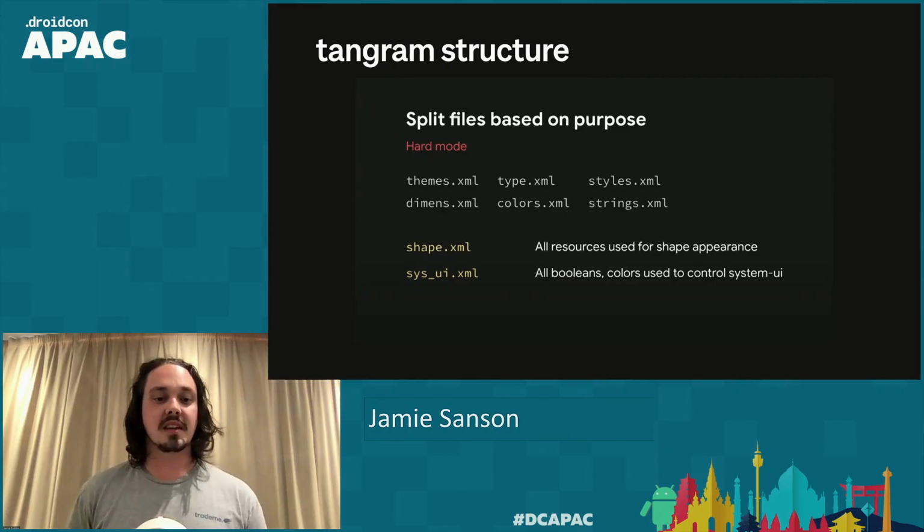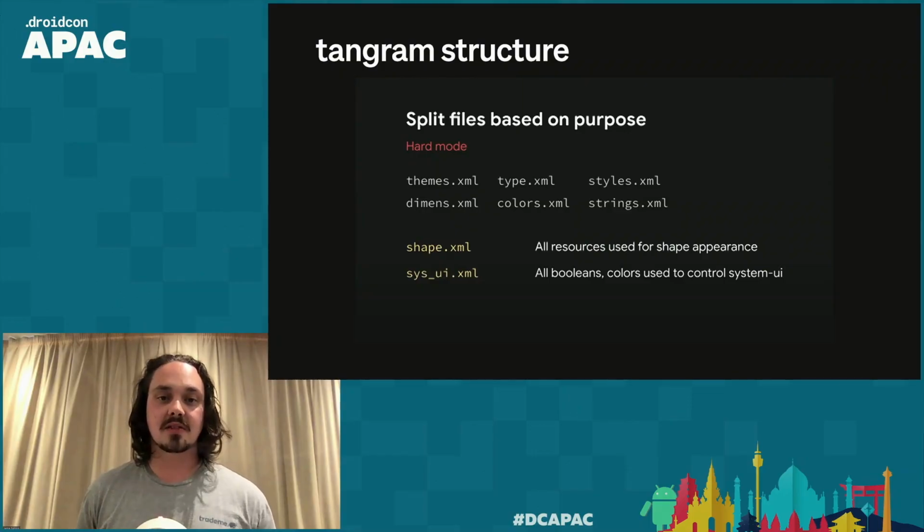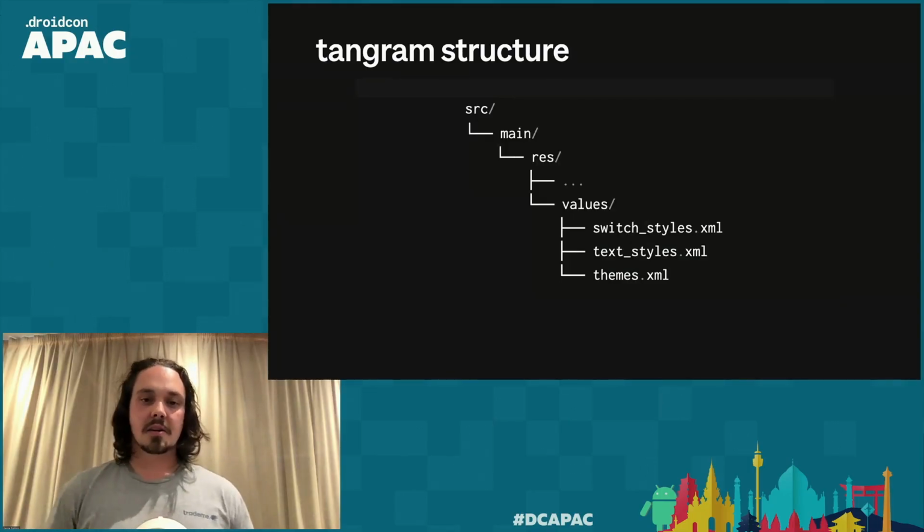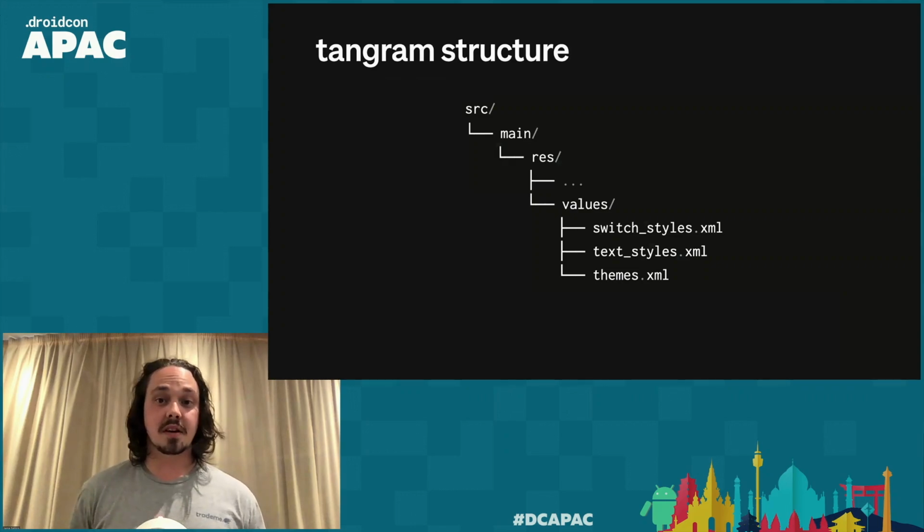But there was still a file in there, styles.xml, that could get massive if we were introducing our own stylings for a bunch of different components in Tangram. So from here, we chose to dial the difficulty up another notch. And so we chose to go another step further, and as well as splitting into logical types, we split custom view styles into their own files as well.